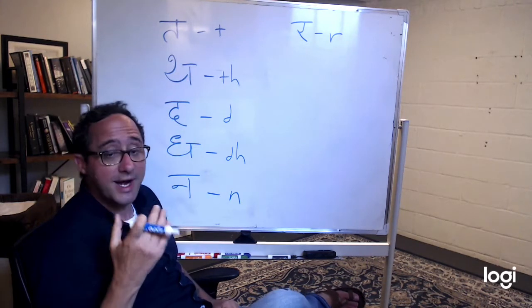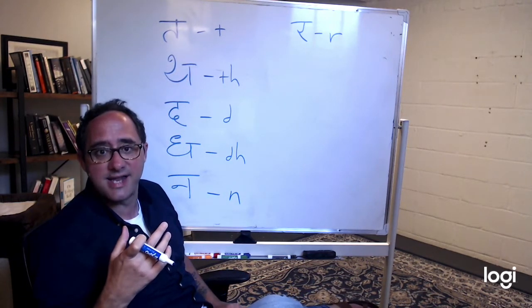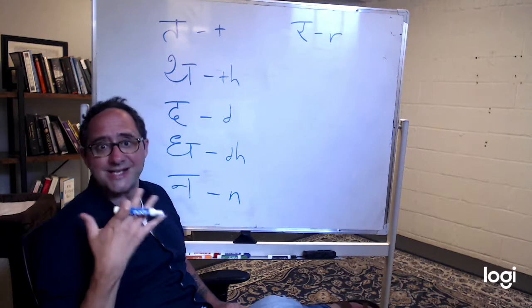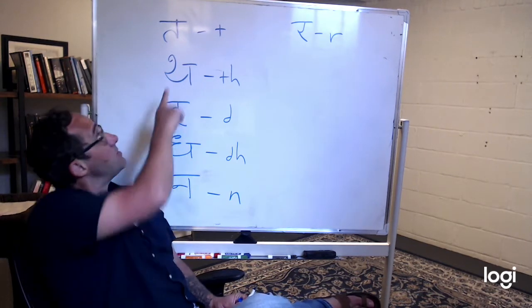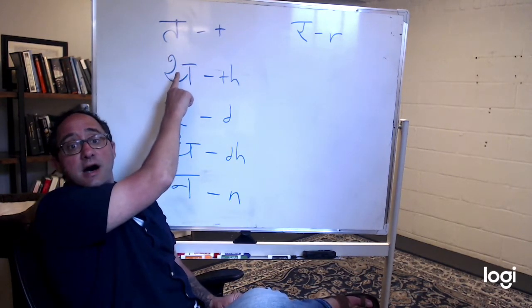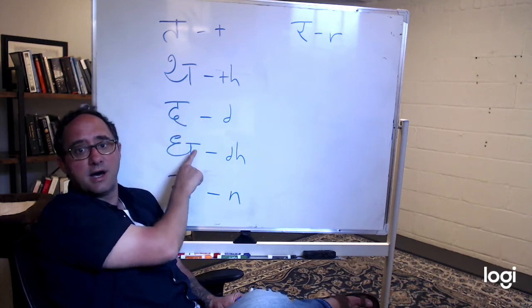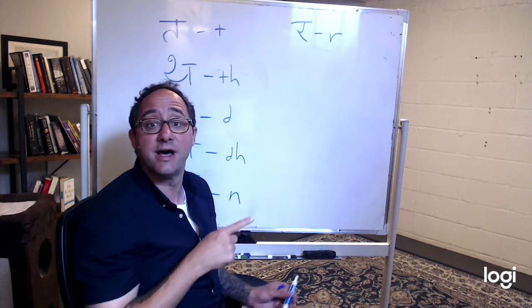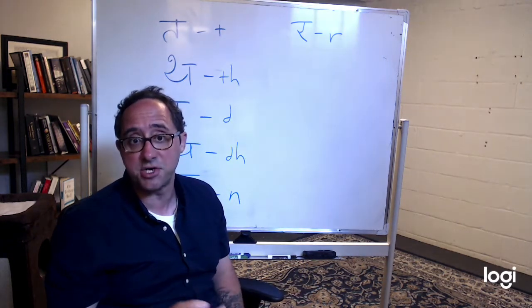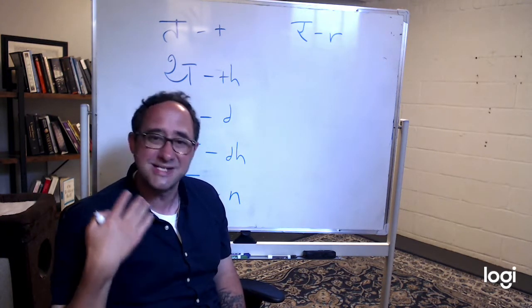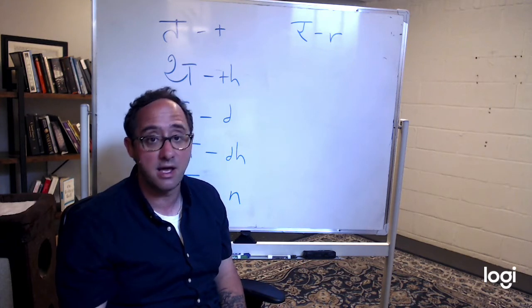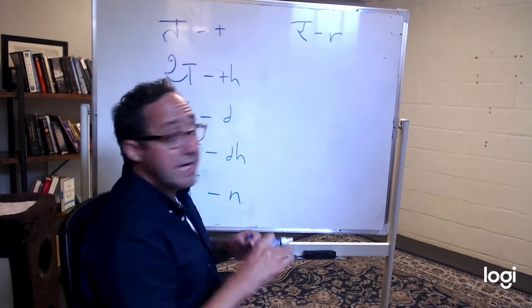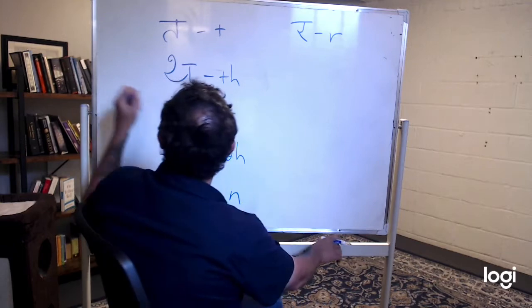Ta. Now try not to say ta. Remember, we're going to try to say it like Hindi speakers. So ta, ta, da, dha, na, ra, ra. Like a Spanish R, but usually it's not rolled, we call it flapped. Ra, ra, ra. So now let's learn how to make these, okay?